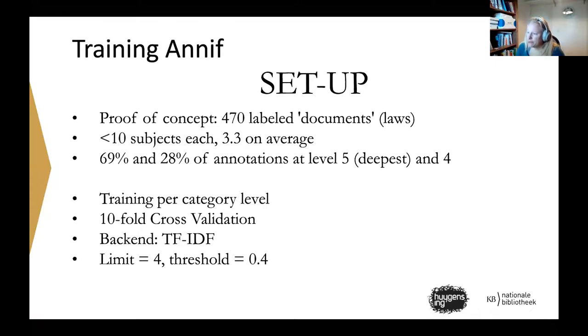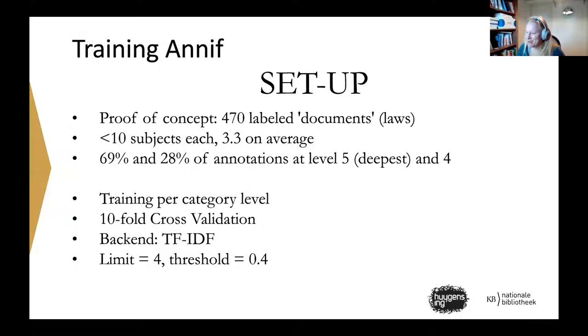And we set up Annif to train per category level. So at level 5 to have those really detailed terms, but also at level 3 to have the more general terms and to see if we can broadly subject index the documents. Because we had very limited data, we did a tenfold cross-validation to get a bit more insight and, of course, more stable results. Unfortunately, it was really at the end of the project that we started to work with Annif, so we only tried the simplest backend, TF-IDF, but Annemieke has plans to continue this research with more advanced Annif models.